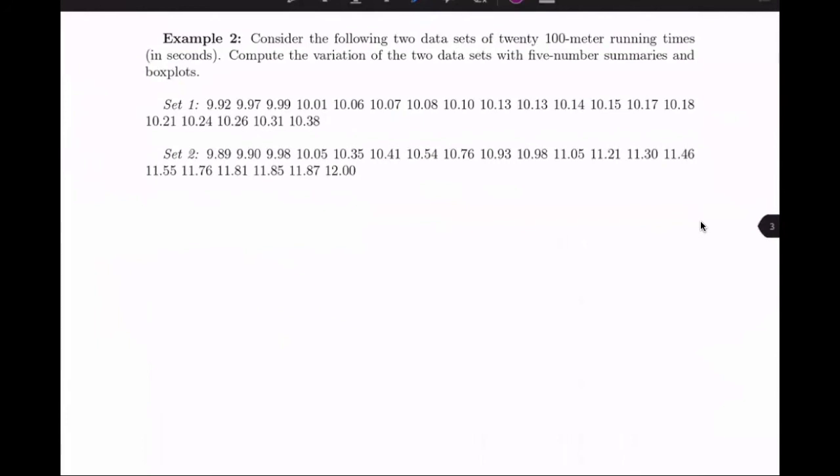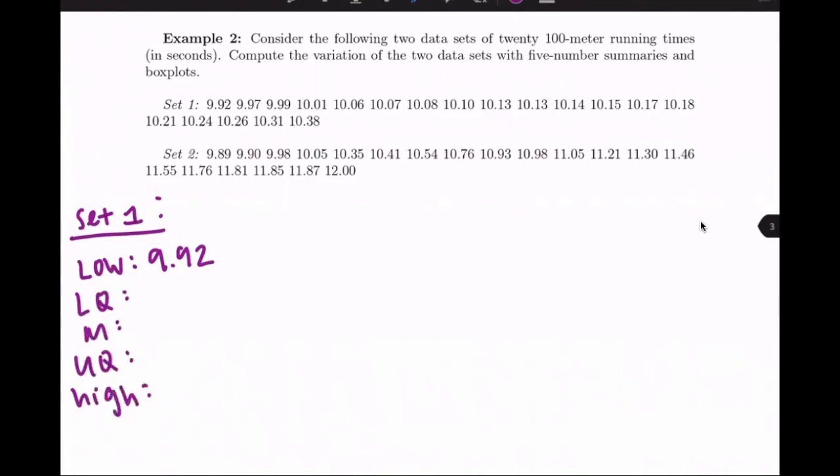Consider the following two data sets of 20 100-meter running times. Compute the variation of the two data sets with the 5-number summaries and their box plots. So let's go ahead and start with set 1. Okay, so our lowest number is the 9.92. So the lowest is 9.92. And the highest is 10.38. Okay. So now we need to find, generally my strategy is do lowest, highest, and then I find the median next. So let's go ahead and try to find the median. So we'll start knocking these out. So our median is 10.13.